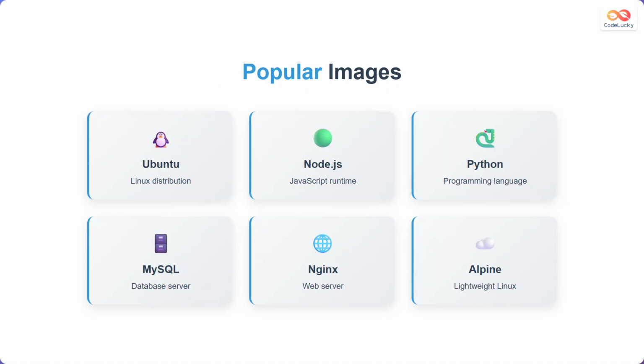Let's look at some of the popular images available on Docker Hub. You can find images for Ubuntu, which is a Linux distribution, Node.js, a JavaScript runtime, Python, a programming language, MySQL, a database server, Nginx, a web server, and Alpine, a lightweight Linux distribution.